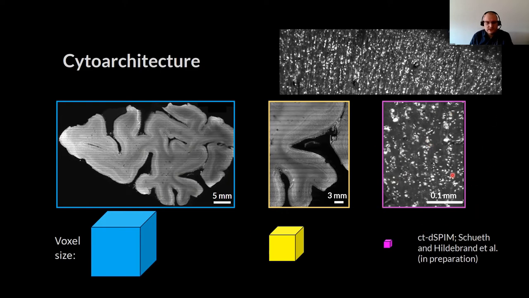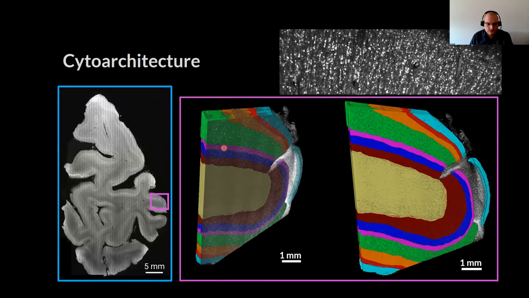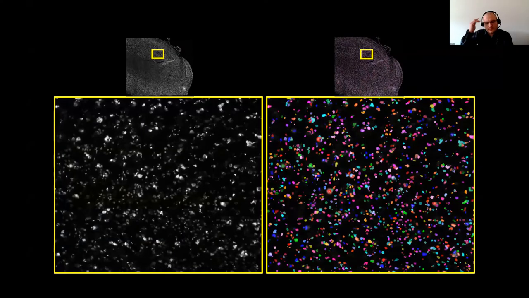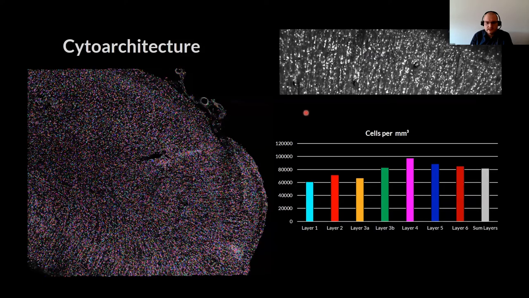And so when we focus on the higher resolution data, what we are currently doing, we use the Arivis software, which was also already mentioned, to currently manually segment these different cytoarchitecture layers. And then we also use Arivis for automated cell segmentation. And then we compartmentalize the segmented cells into the segmented layers to derive cell densities, similar to what Jan has just shown.